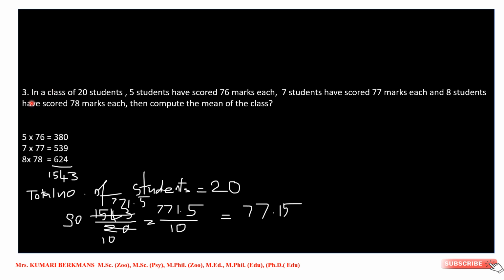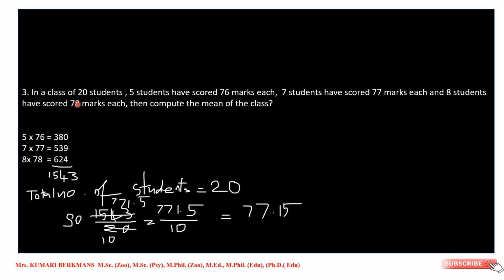Now let us find out the answer for this sum. What is the problem? In a class of 20 students, 5 students have scored 76 marks each, 7 students have scored 77 marks each, and 8 students have scored 78 marks each. Then compute the mean of the class. Our problem is to compute the mean of the class. So how to find the mean?